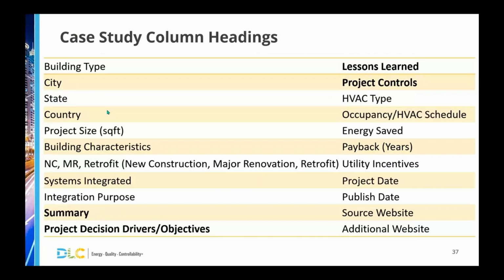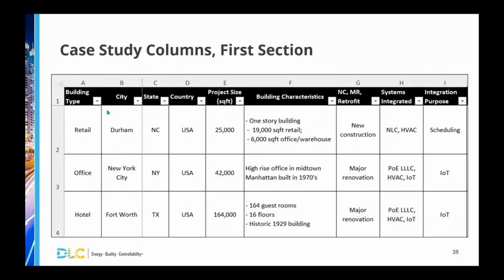Here's a list of all 22 column headings. You don't need to read them all here because I'm going to go through them in the next 3 slides. The first 9 topics are all pretty short, as shown here, such as building type, location, square footage, building characteristics, and which systems were integrated.